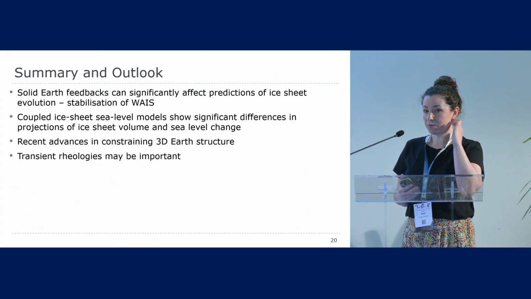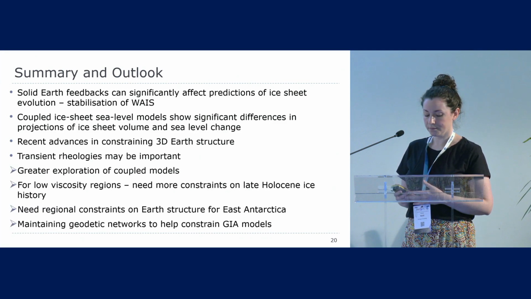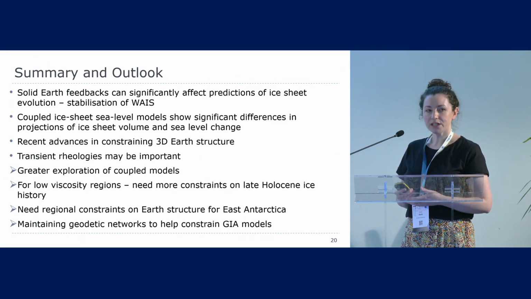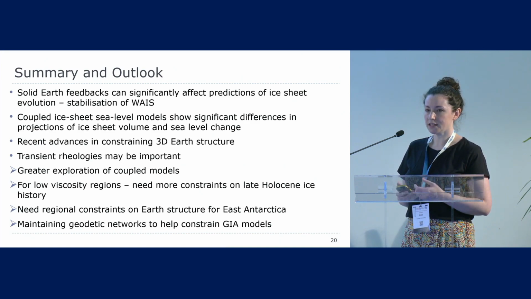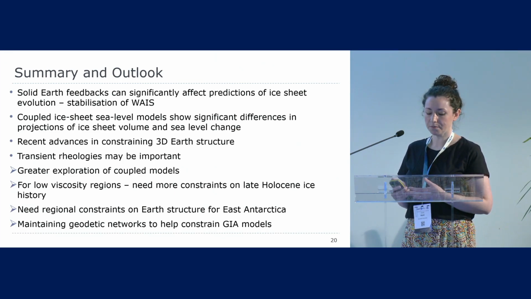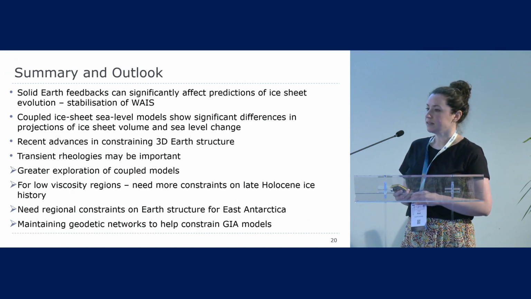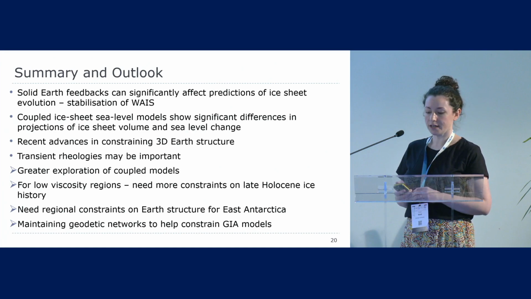Transient rheologies may be important and deserve to be looked at a little bit more in the future. A greater exploration of coupled models would also be beneficial, particularly for projections. For low viscosity regions, more constraints on late Holocene ice history are important, since this is the period of time that the Earth is responding to. We could do with some regional constraints on Earth structure for East Antarctica, and maintaining the geodetic networks of deformation can really help constrain GIA models.